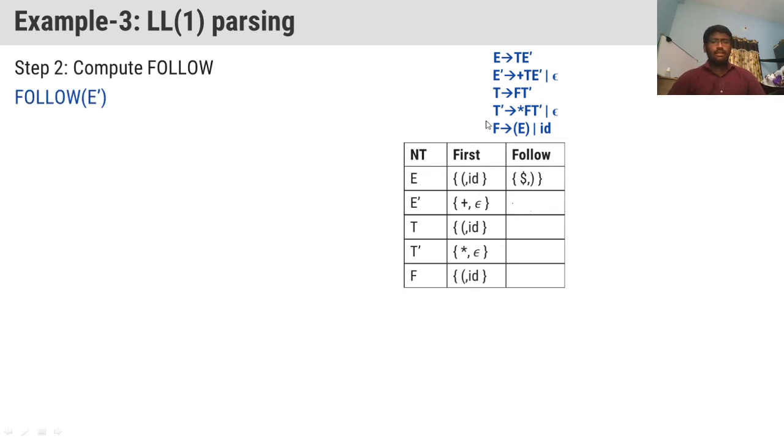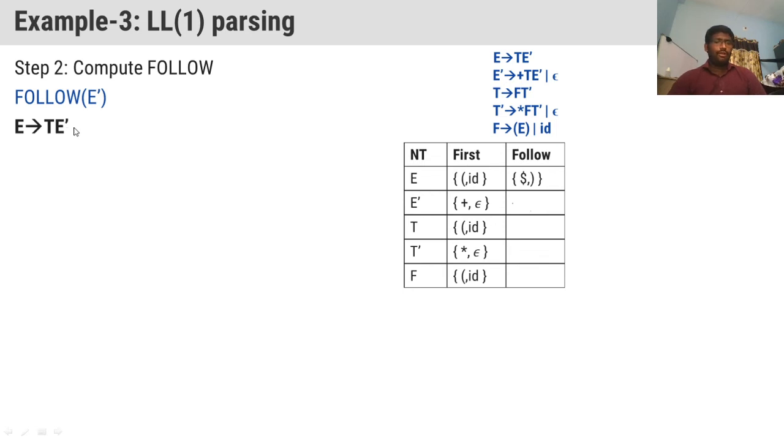We will see where E dash is present on the right hand side. E dash is present in two cases: E derives T dash E dash, and E dash derives plus T dash E dash or epsilon. These are the two productions where E dash is present. So consider this production, E implies T dash E dash. E dash is not followed by any other symbol.